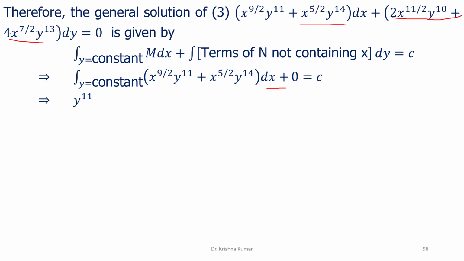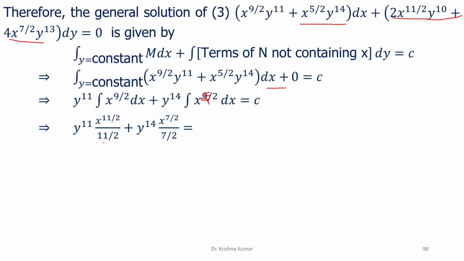So let us try to integrate it. y to the power 11 we can take outside. So the integration of x to the power 9/2, and similarly here y to the power 14, x to the power 5/2. So we get x to the power 11/2 upon 11/2 plus y to the power 14 x to the power 7/2 upon 7/2 equal to c. So now this is 2/11 y to the power 11 x to the power 11/2 plus 2/7 y to the power 14 x to the power 7/2, which is equal to c.